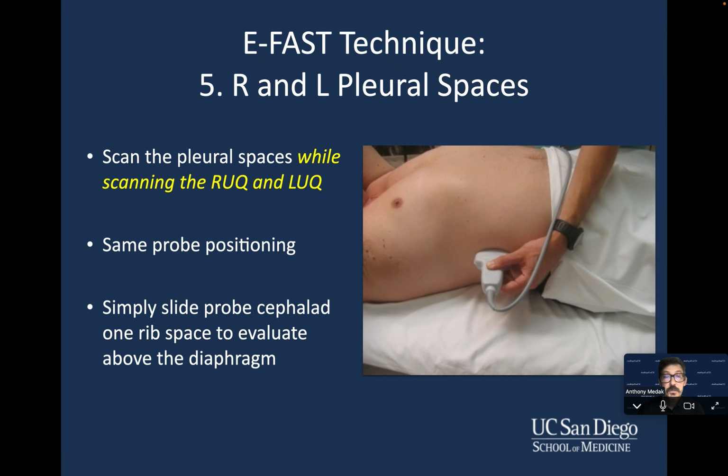So in terms of looking in the right and left pleural spaces, you'll see that this photograph and this probe positioning is exactly like what we did to look at the hepatorenal and splenorenal views. And that's exactly correct. It's the same probe orientation. You want to have the probe marker dot towards the patient's head. The difference here is that now, instead of focusing our sound energy below the diaphragm and looking at the interface between the liver and the kidney, for example, I want to probably slide the whole probe 1 or 2 intercostal spaces, so I can look above the diaphragm and focus there to see if there's any evidence of injury.